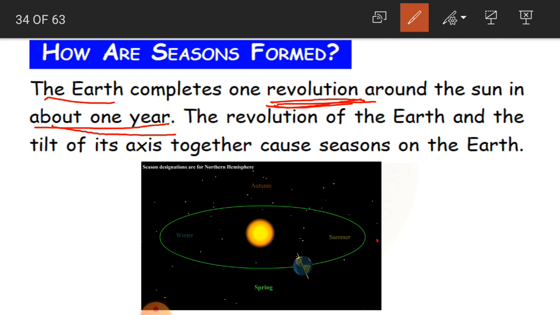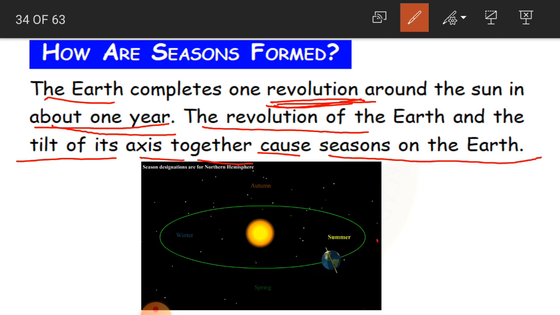Okay, and the revolution of the earth and the tilt of its axis together cause seasons on the earth. So earth is tilted. Are you able to see here in the picture? Earth is tilted on its own axis, and because of that, and also the revolution of the earth, both together are going to cause seasons on the earth. See here, if you can see, when the earth is towards this side, it is summer, now autumn, then winter, and now it is spring.